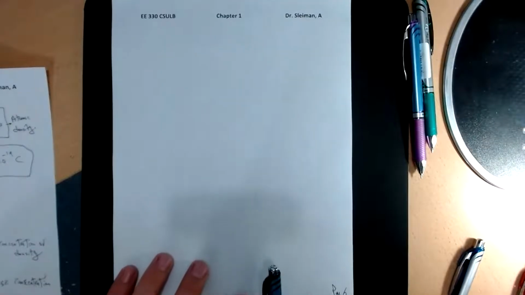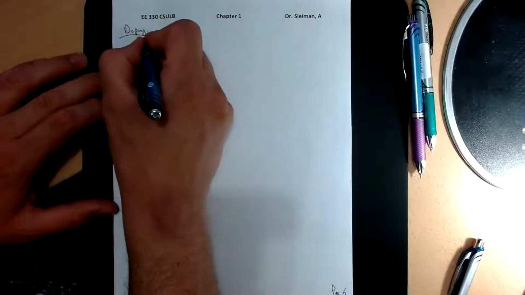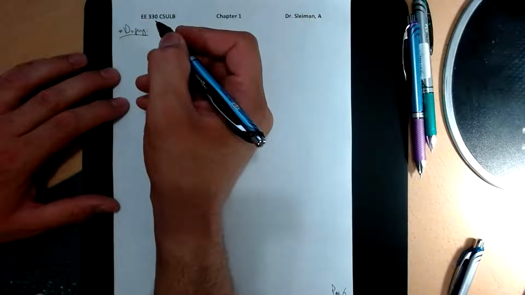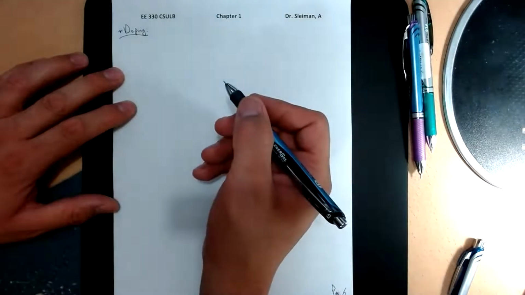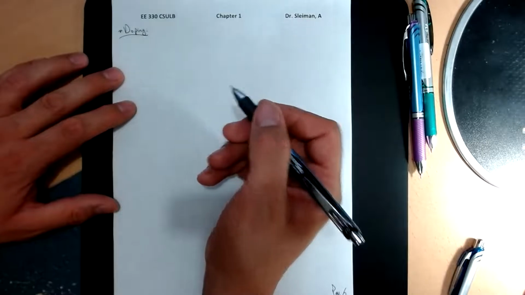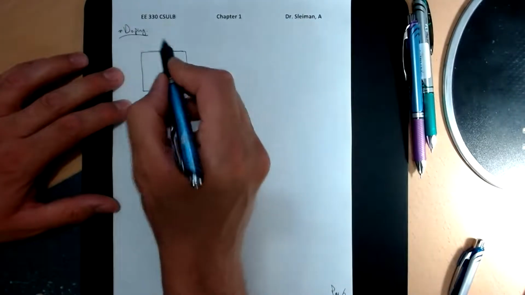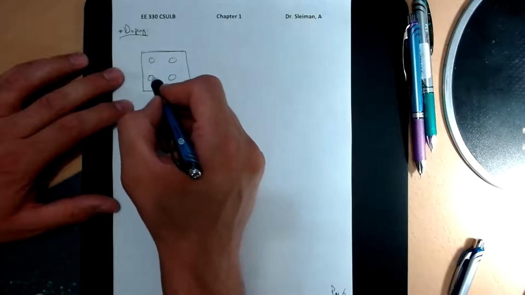Page 6. Okay, doping. Doping is a term used in semiconductors. But let me explain to you the whole concept about doping. So let's say we have a piece of silicon. So usually the silicon atoms will satisfy each other by 4 to 4 bonds.